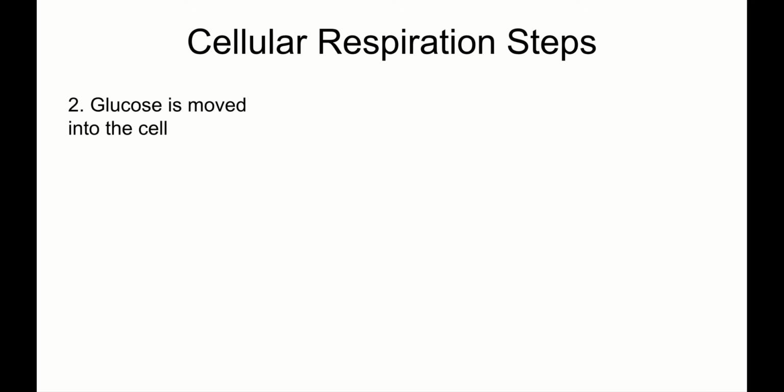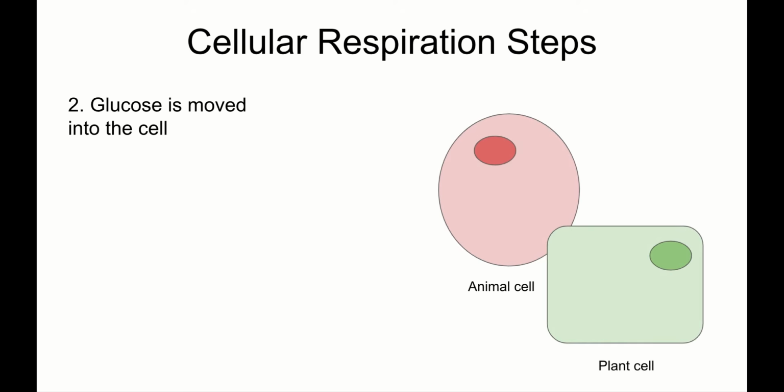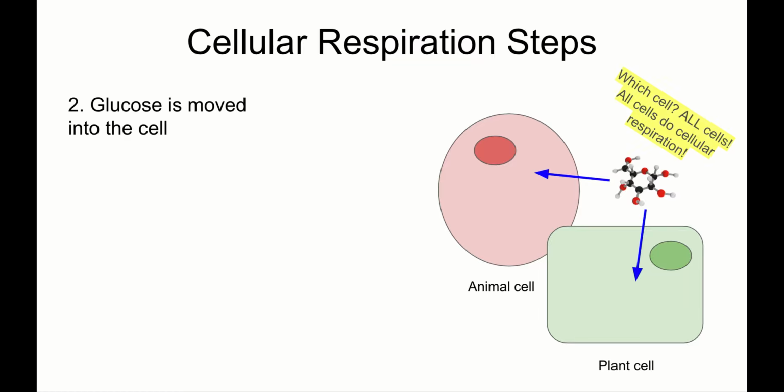Step two, glucose is moved into the cell. I've got an animal cell here and a plant cell here. Let's move glucose into both of them. And by the way, you might be asking yourself, which animal cell? In my cheek, in my liver, in my brain? Where are we talking? It's all cells, all living cells, all of them, everywhere.